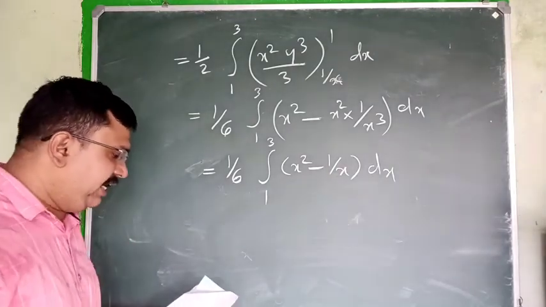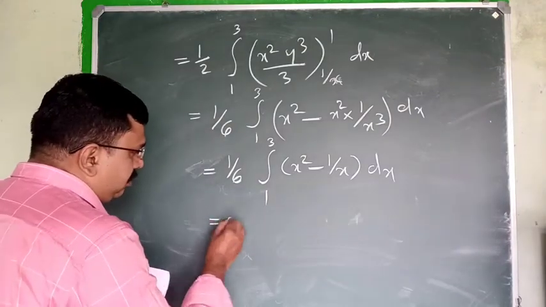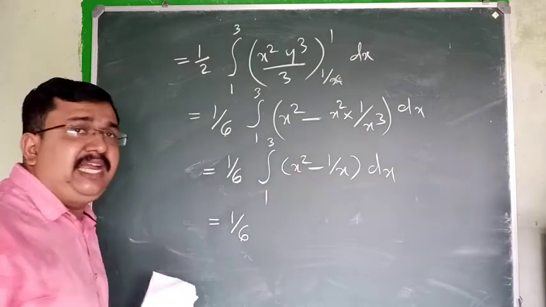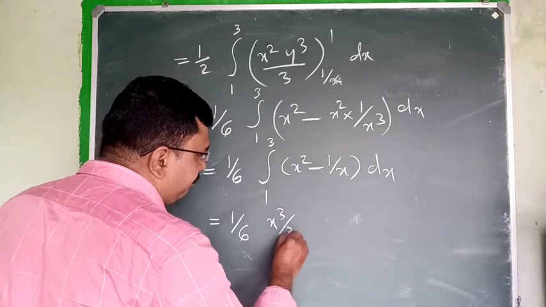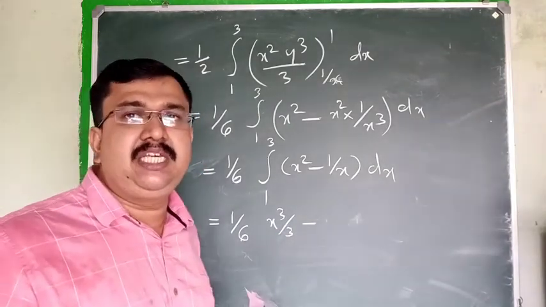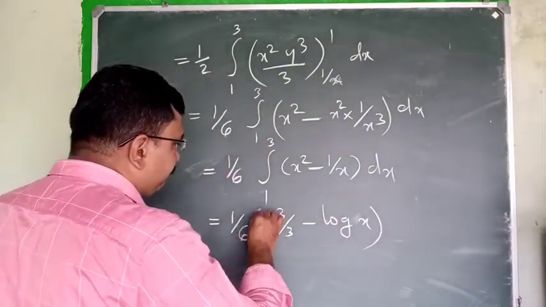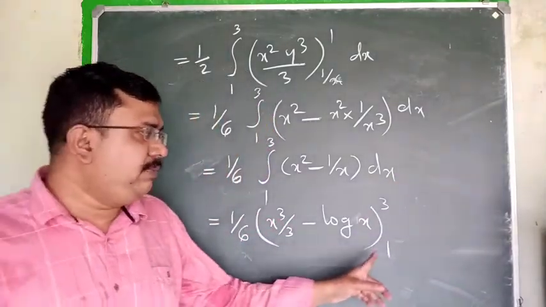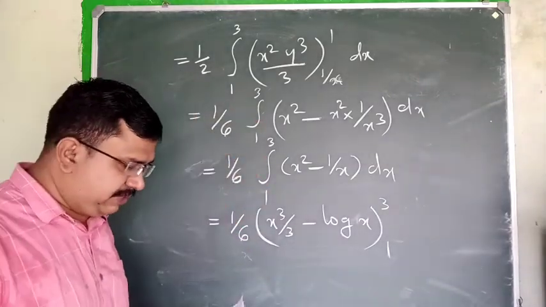Then we integrate with respect to x. That is 1 by 6 into the integral of x square, which is x cube by 3, minus the integral of 1 by x, which is log x. Here the lower limit is 1, upper limit is 3. Okay, please write down these steps in your notebook.